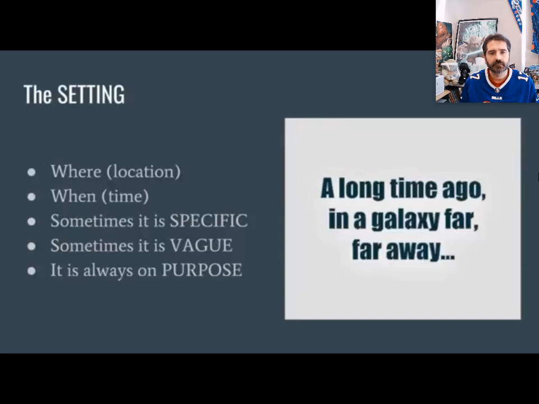In either case, the setting is created the way it is on purpose. Sometimes the author wants the reader to be thinking of a very specific time period, such as in Romeo and Juliet. And other times, the author either cannot identify a specific time period or does not want to limit the reader's imagination by locking them into a specific time period.